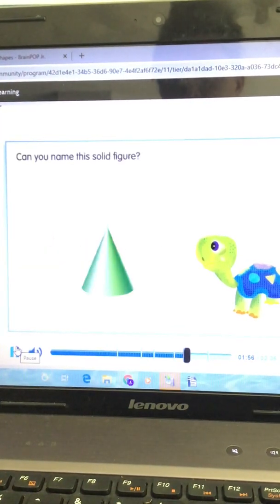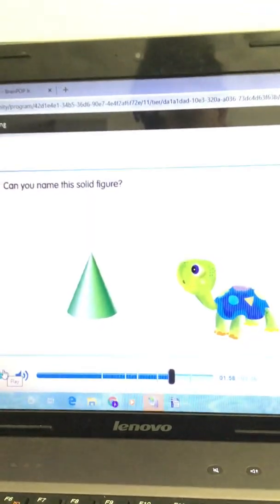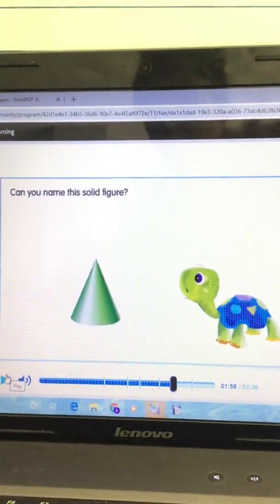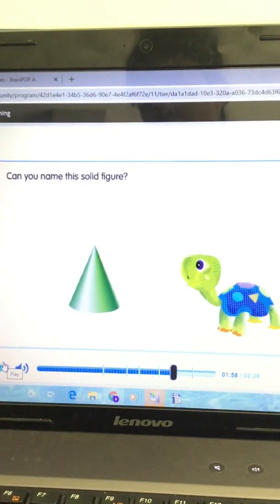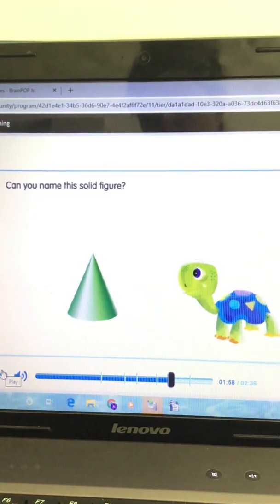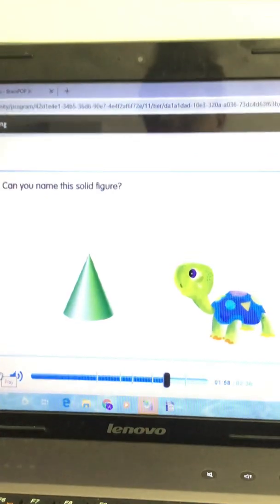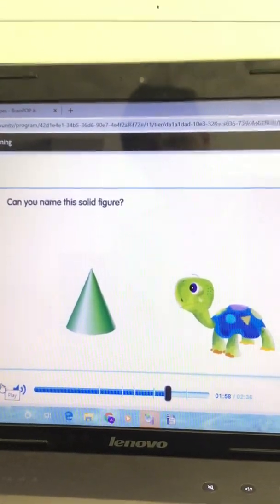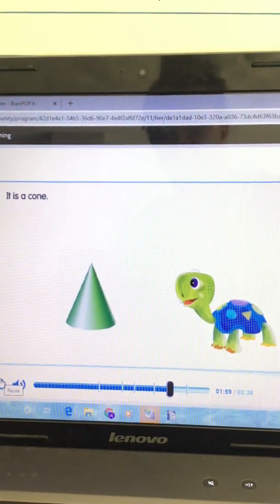Can you name this solid figure? Okay, this one should be easy because it is something that you like to eat in the summertime. This is a cone, like an ice cream cone. If we were to flip it over, you could see the cone part of it. You also see these in the street sometimes when there's people working on the street and they put these out to tell the cars not to go there. Usually they're orange and kind of look like a birthday hat also. It is a cone.